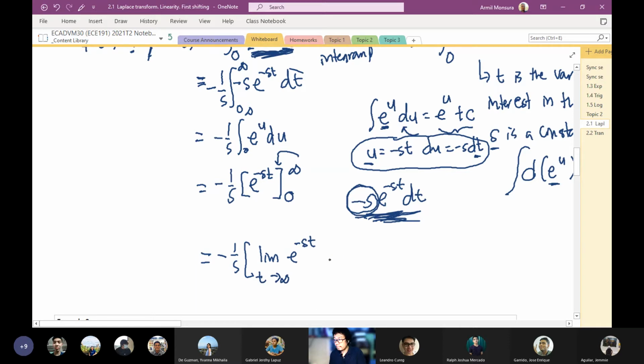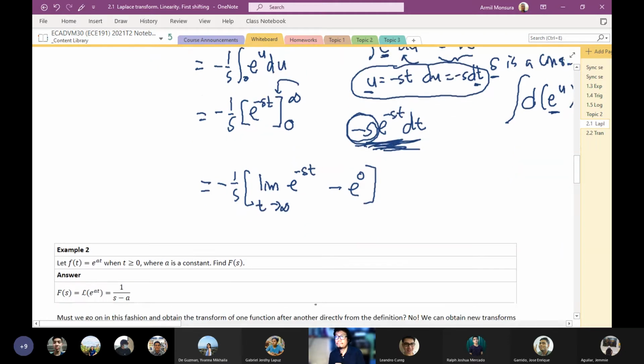Tapos yung lower limit naman, minus, we simply substitute 0 dun sa t. So that becomes e raised to 0. Tama ba? Is that correct?